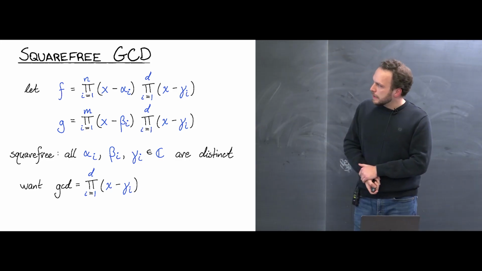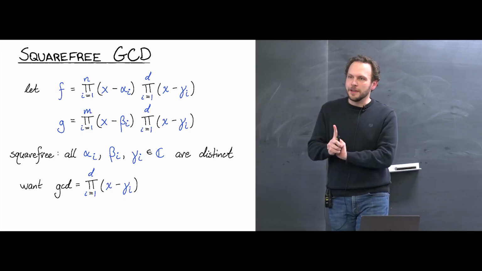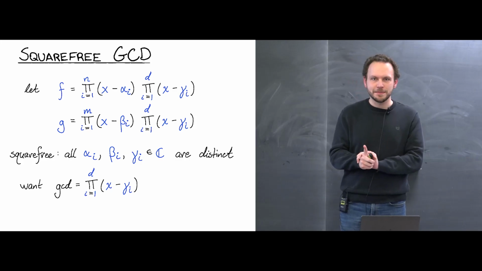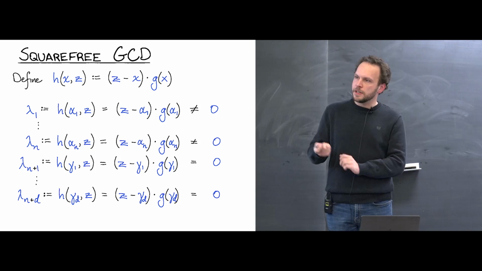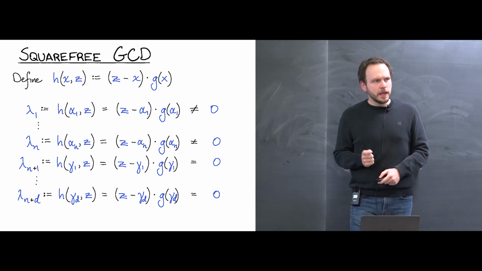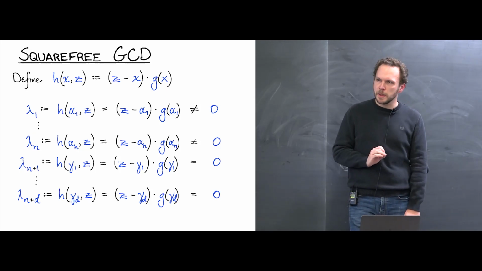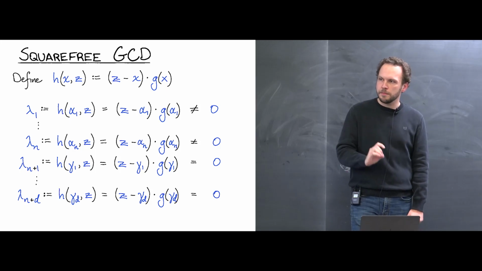Now, you stare at this and it's really not clear maybe how to start. I have to apologize and do one clever thing. And by clever, I mean I have to do something and I can't immediately explain why I'm doing it. So I want to look at this bivariate polynomial. Here, z is a fresh variable. This is z minus x times g of x. And what I want to do is look at partial evaluations of this polynomial where the x variable is substituted by a root of f.